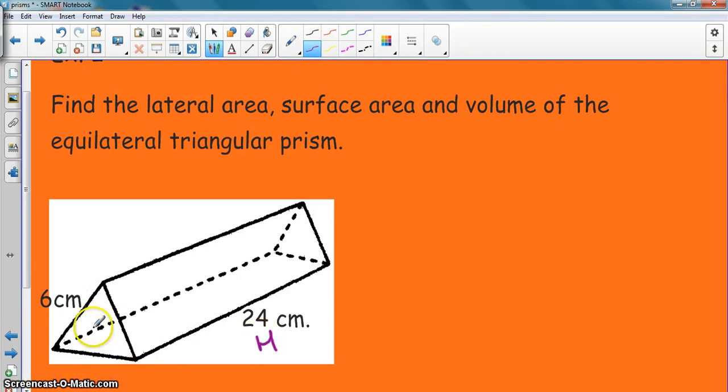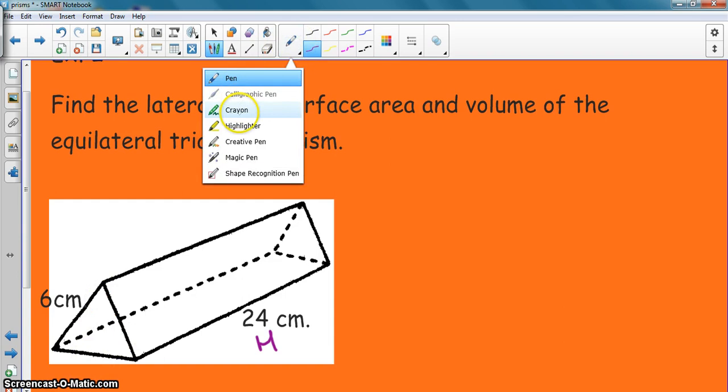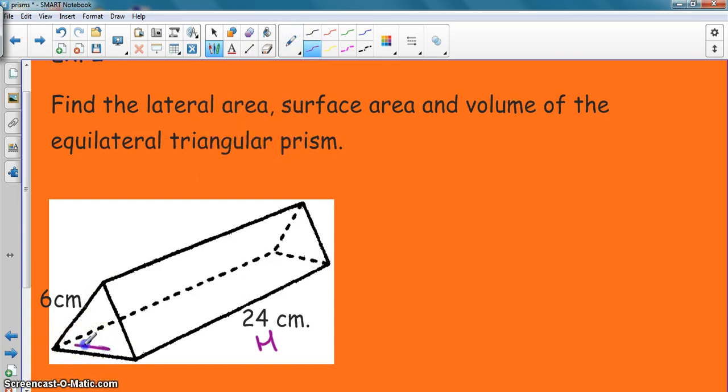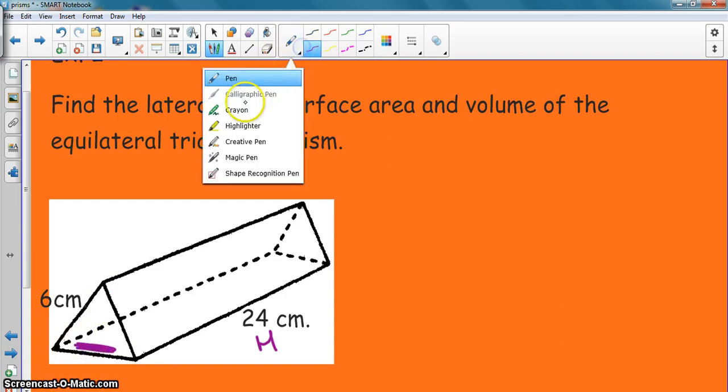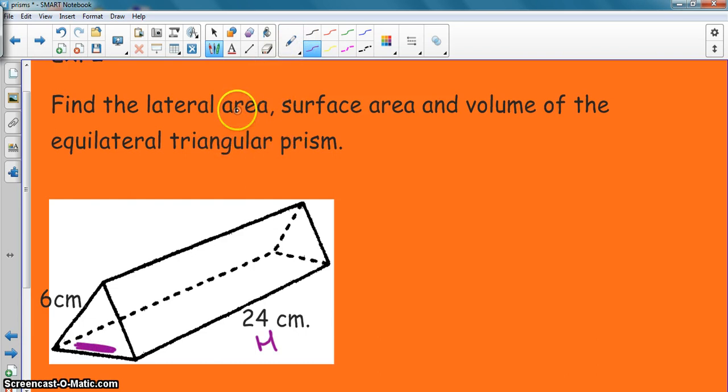And the base edges, remember my base is a triangle. So this is my triangle. Oop, I didn't get my color. Let me go back and get the color because I like colors. This is my triangle's base, or my prism's base right here that I'm coloring in. Okay. Alright, so now let's get started. We're going to start with the lateral area.